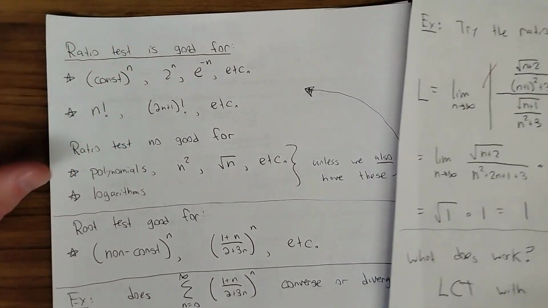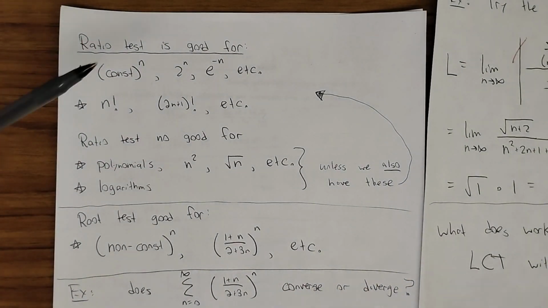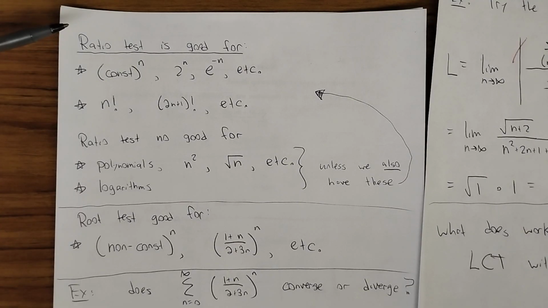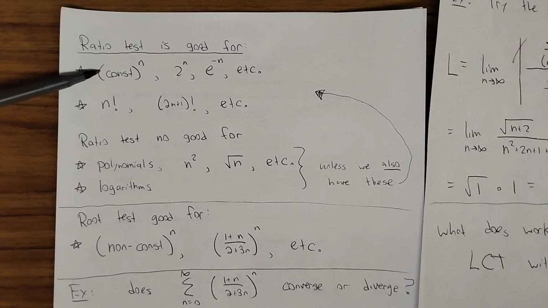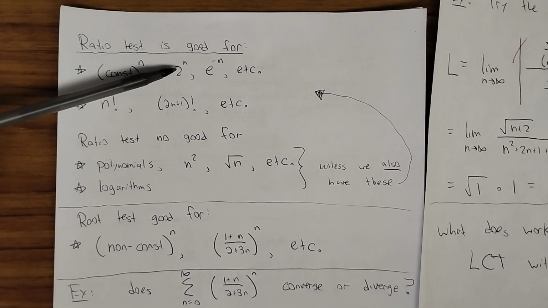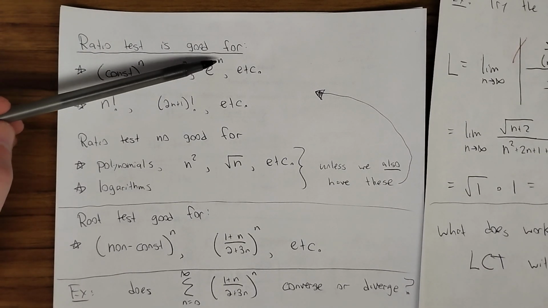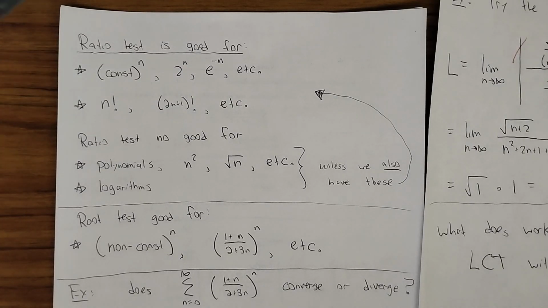Okay, so what did we learn? We saw examples of this at least. What is the ratio test good for? I would say it's good when you have a constant to the nth power, like 2 to the n or 3 to the n. It could be something to the negative n or the 2n or something like that.